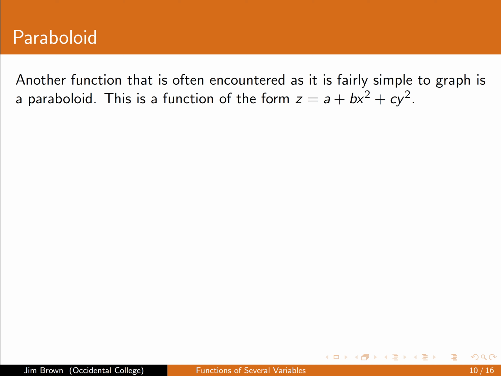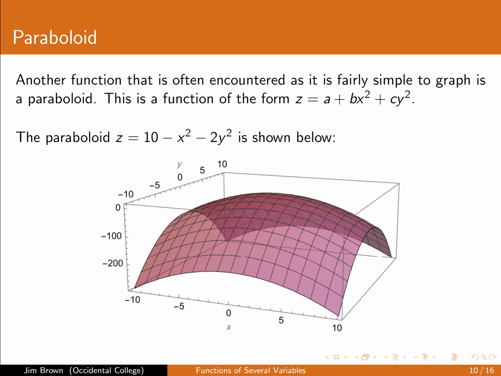Another function that one encounters often, and that I like to use as my default graph when I'm trying to demonstrate something, is called a paraboloid. You can think of this as a parabola generalized to one more dimension. It looks like z is equal to a plus b times x squared plus c times y squared. Here's an example: z is equal to 10 minus x squared minus 2y squared. So here a is equal to 10, b is negative 1, and c is negative 2. You can see it looks kind of like a bowl upside down in this case.